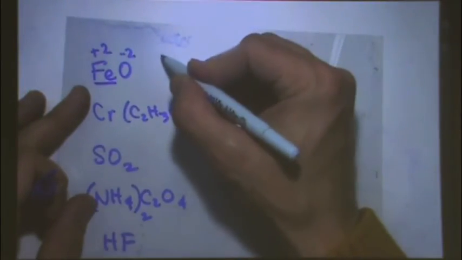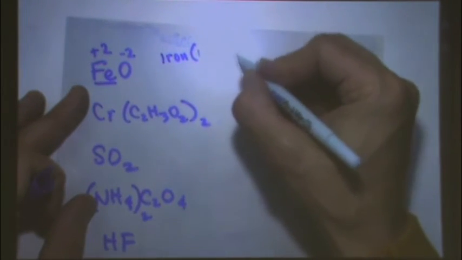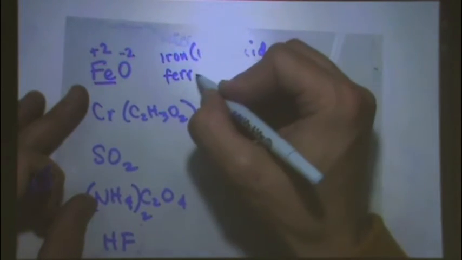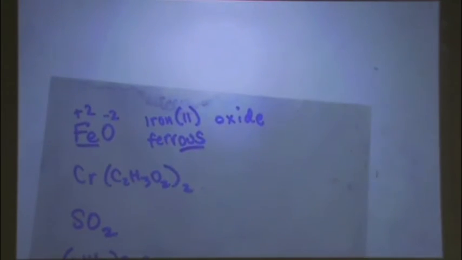I can name this in English or Latin. In English, it's iron 2 oxide. In Latin, it would be ferrous. Ous means lower charge, 2 versus 3. Ferrous oxide. So iron 2 oxide or ferrous oxide.